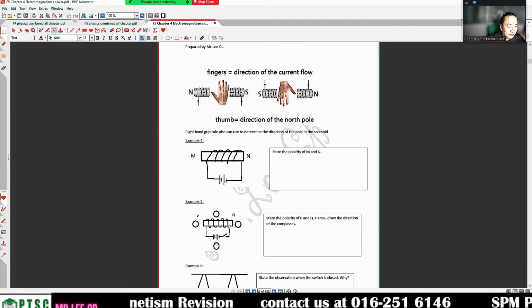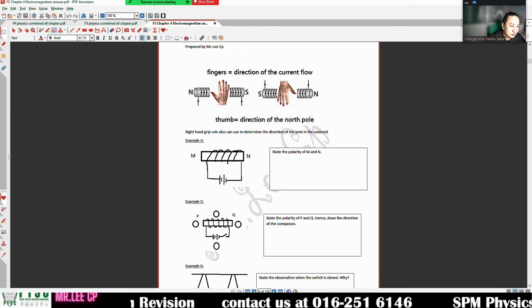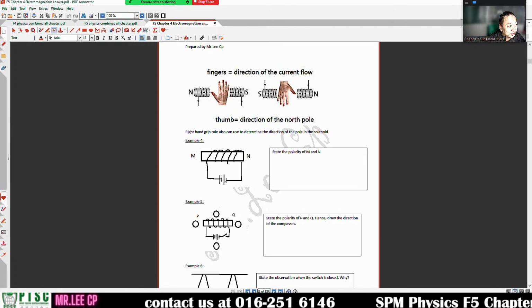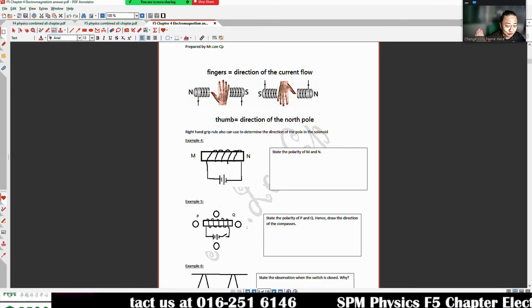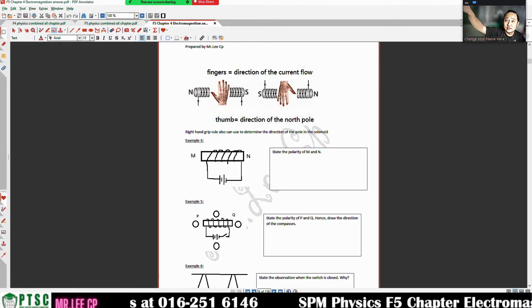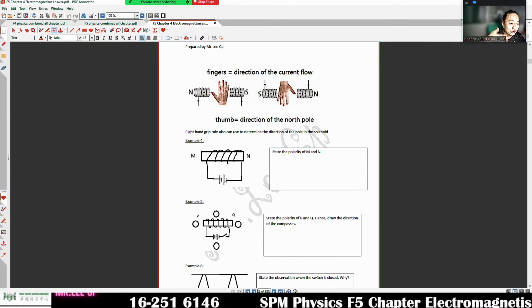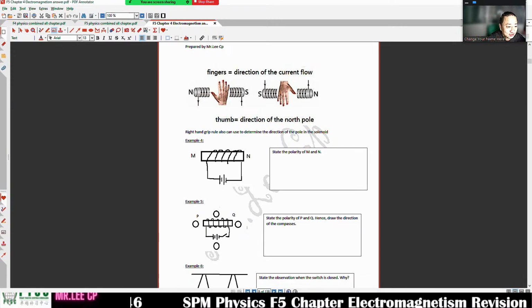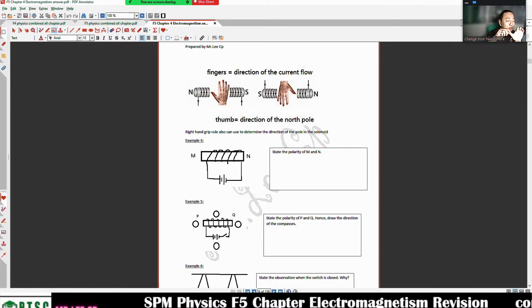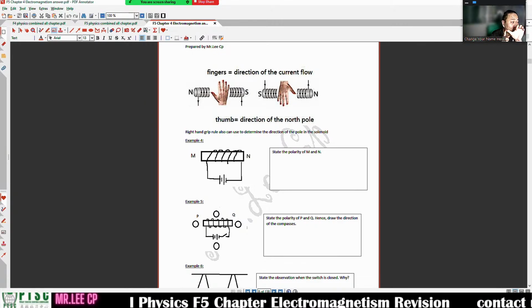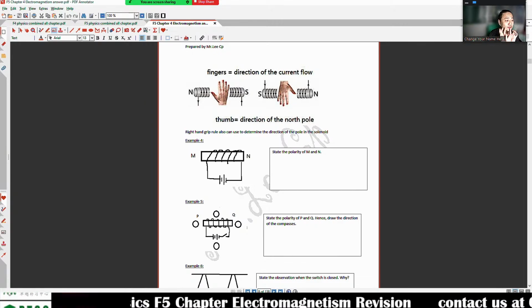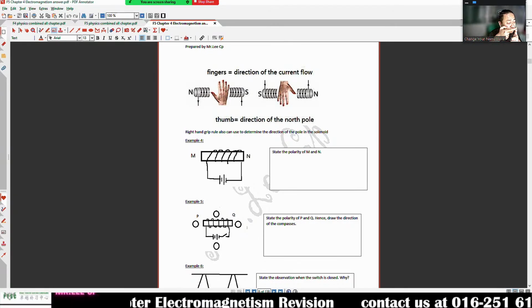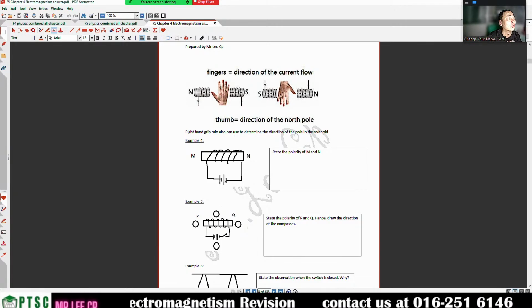Now we come to the next part, which is the direction of the solenoid. Which one will give you a north pole? Which one will give you a south pole? Here, the thumb shows you the direction of the north. This is not the right hand grip rule for a current-carrying wire. This one is for the solenoid only.